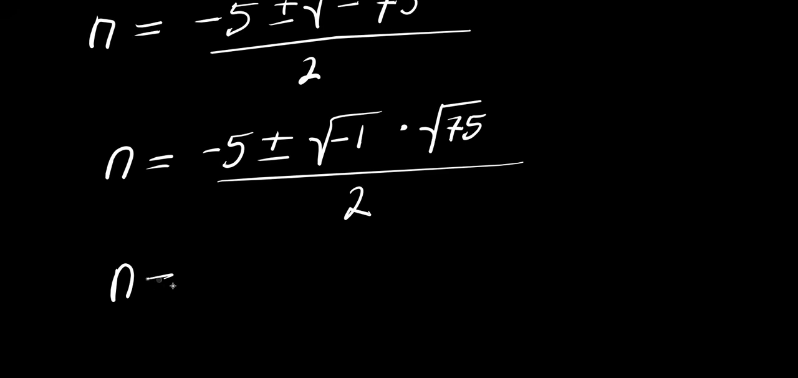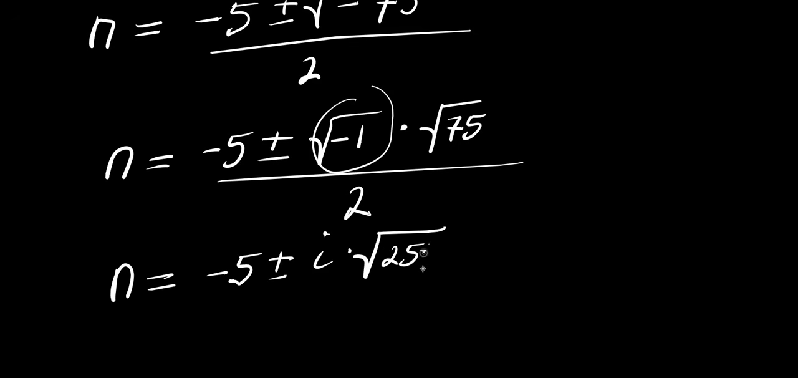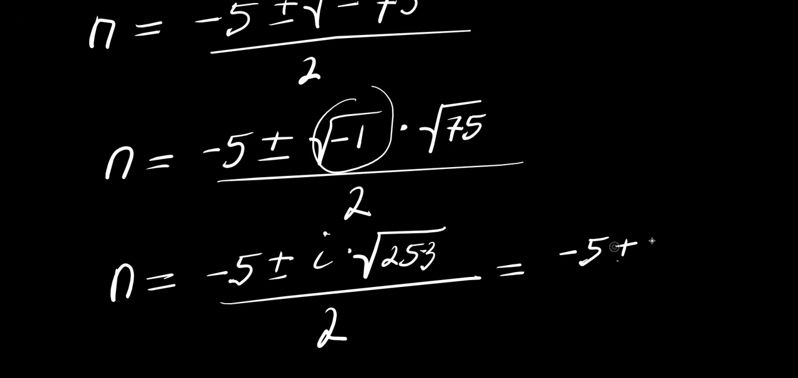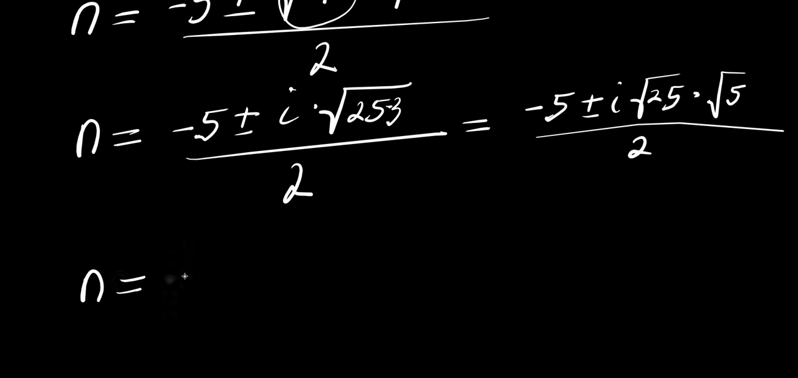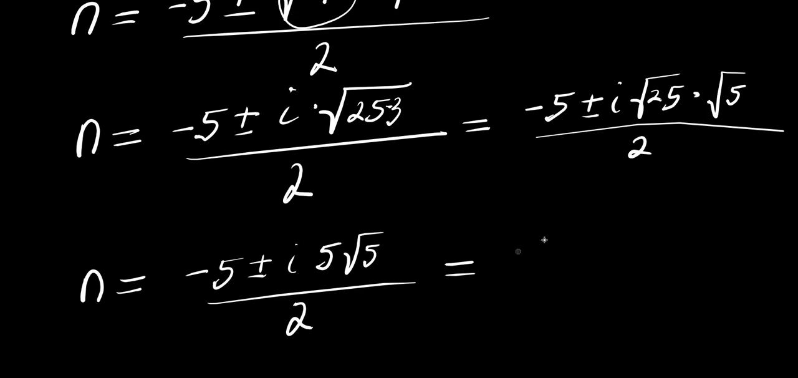So right now we have n equals negative 5 plus or minus square root of negative 1 is i, times square root of 75, which is 25 times 3, divided by 2. Negative 5 plus or minus i times square root of 25 times square root of 3 divided by 2. From here we have n equals negative 5 plus or minus i times 5 times root 3 divided by 2. This equals 5 over 2 of negative 1 plus or minus i times root 3.